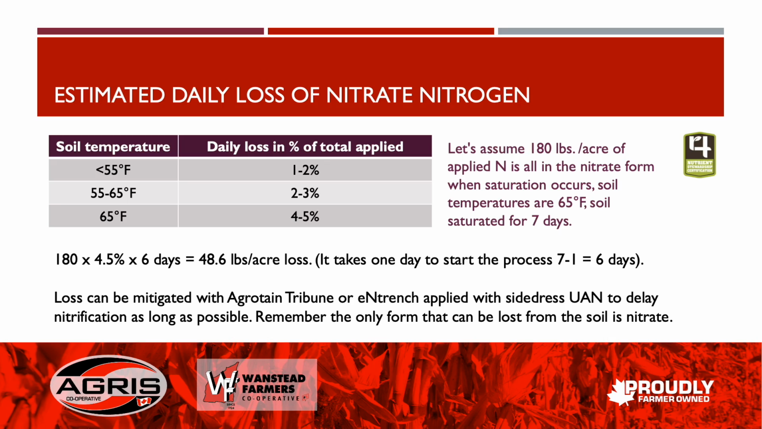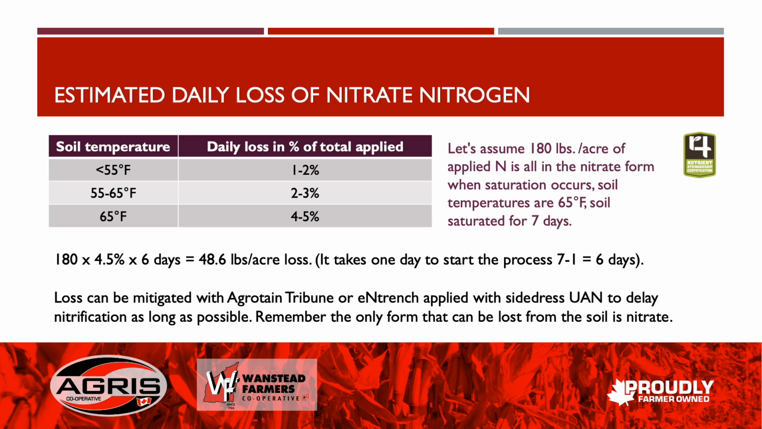So this chart here is how we can estimate denitrification losses. You see soil temperature in one column and a daily estimate of loss in percent. The first thing you have to determine is just how much of the nitrogen you applied is in the nitrate form, and we've covered that in other videos. So let's just assume here we put on 180 actual N, soil temperature 65, and we're saturated for 7 days.